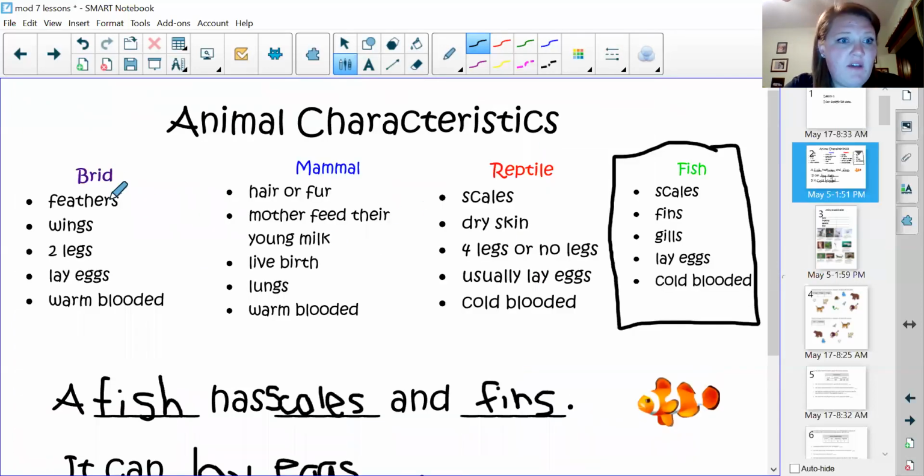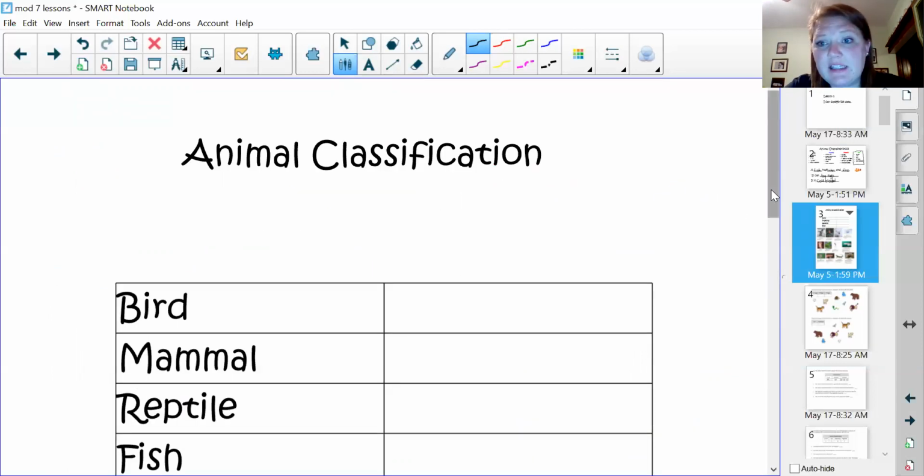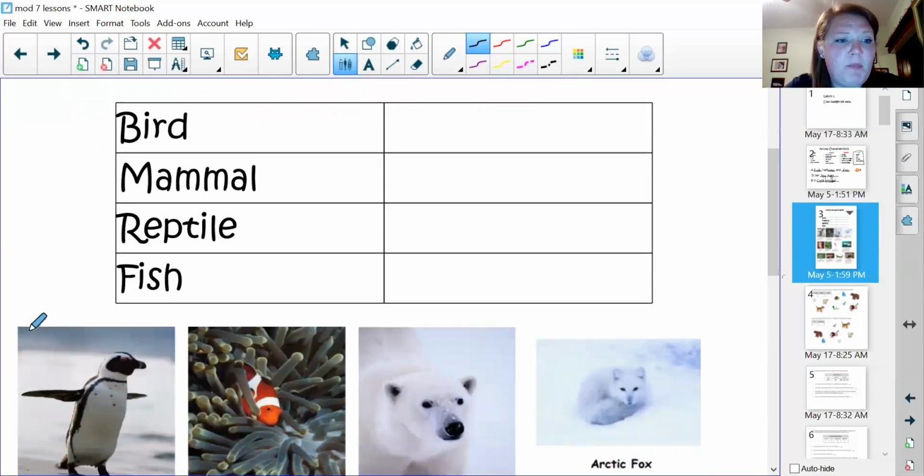Let's go back and look. Feathers, wings, 2 legs, lays eggs, warm-blooded. It could be a bird. Hair or fur, mother feeds their young milk, live birth, lungs, warm-blooded. Well, I know that it's definitely not a fish, and definitely not a reptile. So it's between the bird and the mammal here, and mammals give live births, but I know that penguins lay eggs. So I'm going to cross this penguin off so I know I've talked about it. It is a bird. So I'm just going to make tally marks.